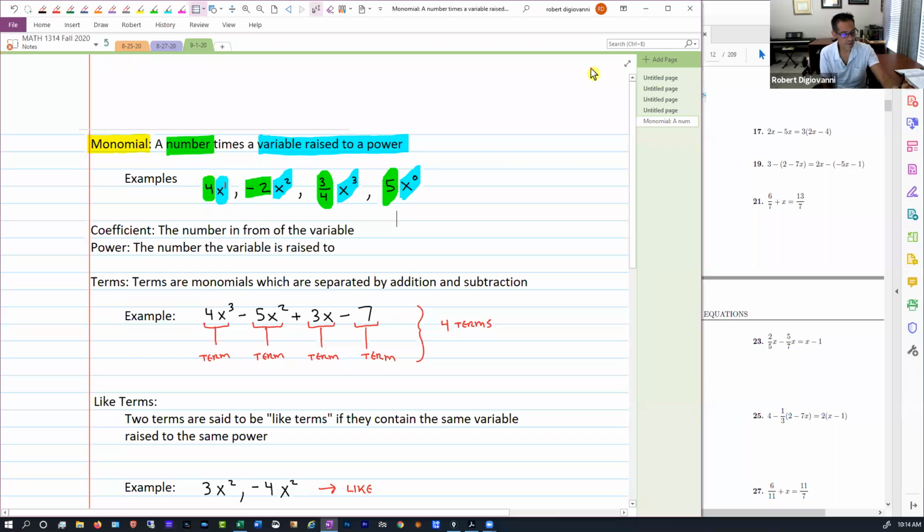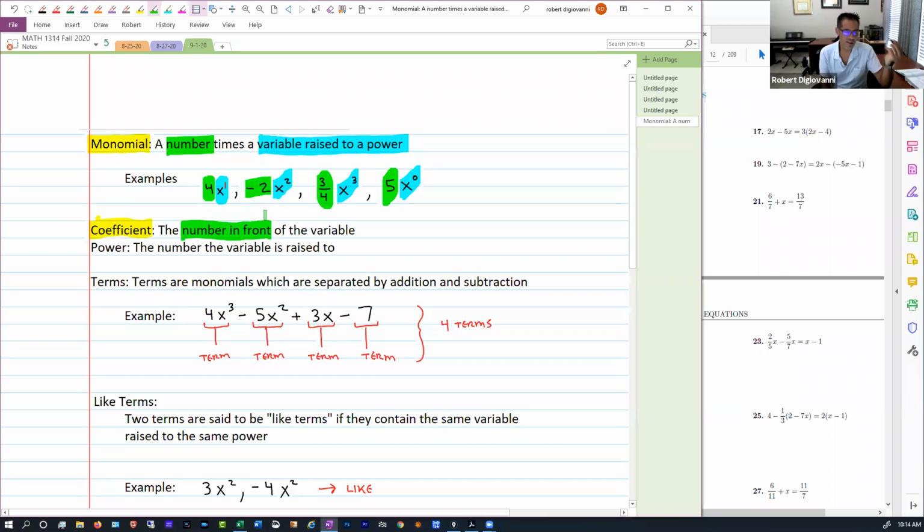Now, next definition is a coefficient. A coefficient is just the number in front of the variable. In front of the variable.